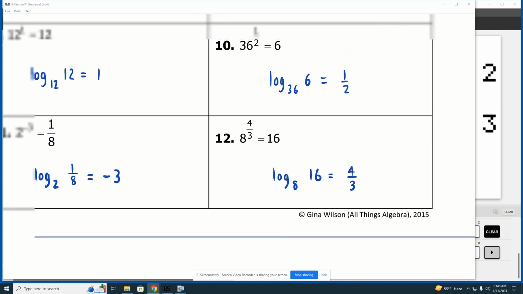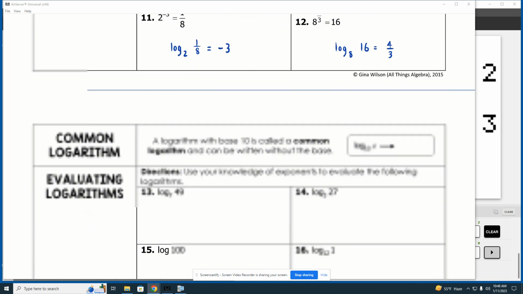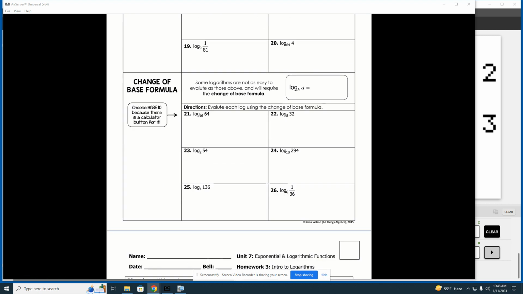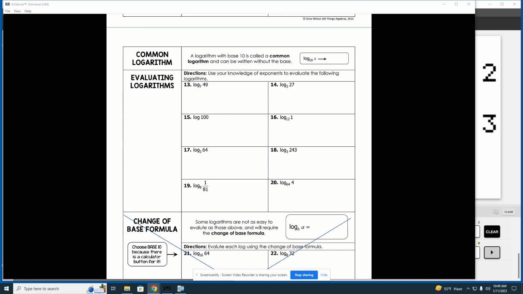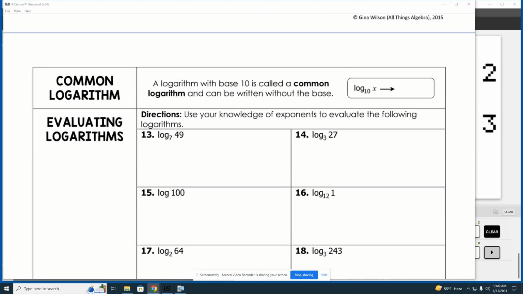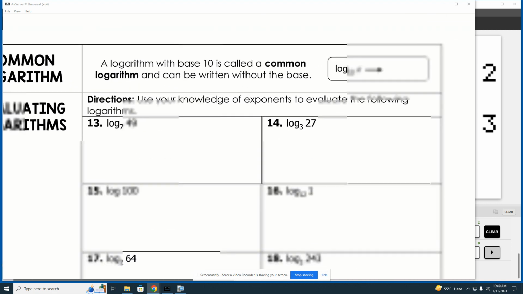It's easy stuff. Now, grab your calculator real quick as we go to the back. We're going to mark the bottom of these note sheets out. The change of base formula is something that we don't need anymore. Back in the Stone Ages, when I learned this, I had to have it. But you don't have to have it anymore. I'll explain.